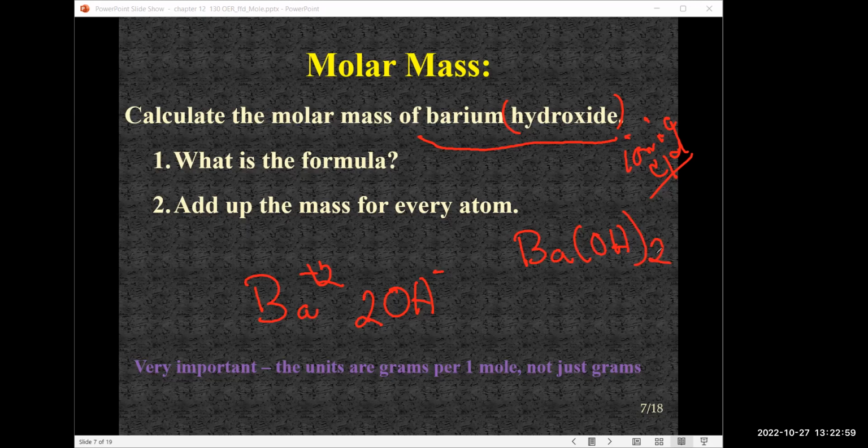So we need the formula to accurately calculate the molar mass. Now determine how many of each atom we have. We got 1 barium in the formula, we have 2 oxygens, and we have 2 hydrogens. Given the atomic weights for each one, multiplied by how many of each atom we have, we end up with the total molar mass, and we end up with something like this.